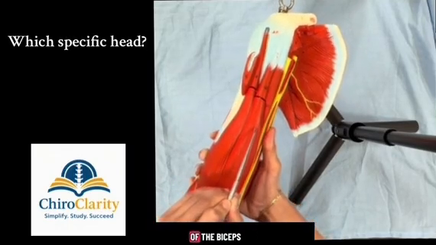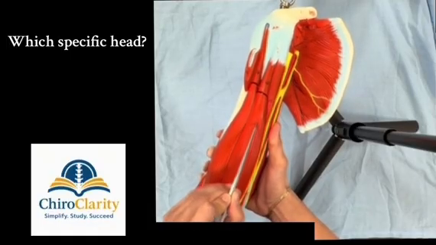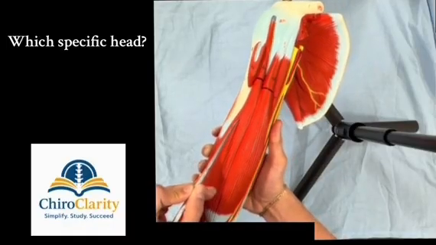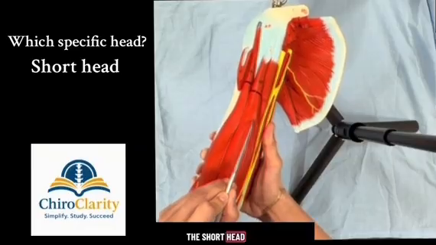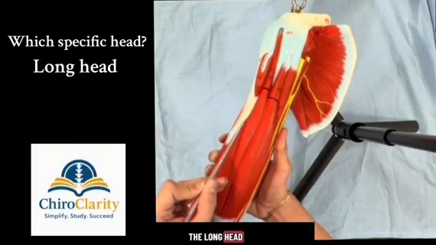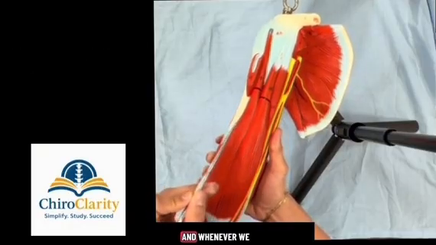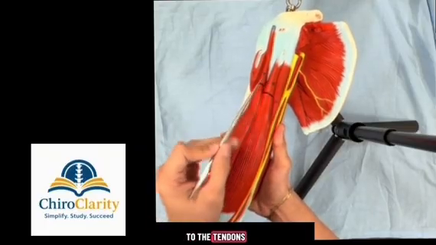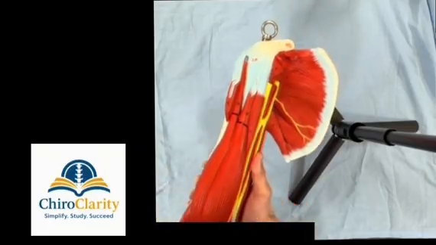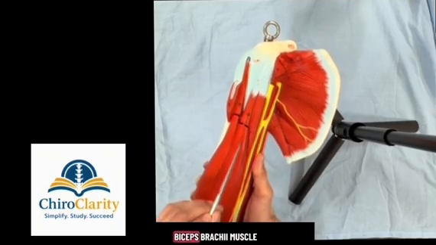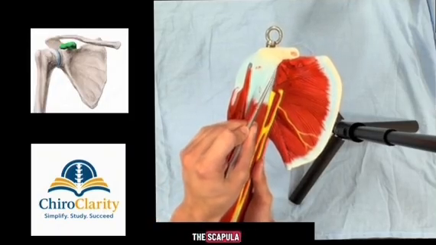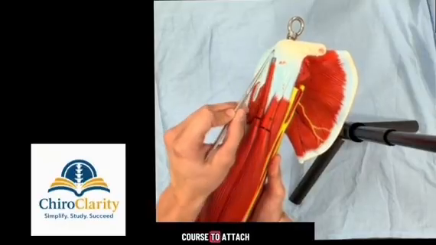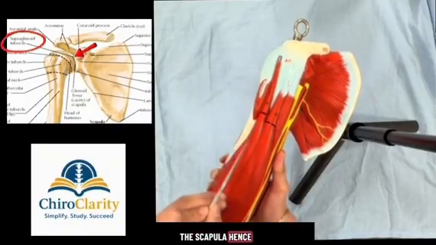Which specific head of the biceps brachii muscle is this? And which one is this? If you said that this is the short head of the biceps brachii muscle and this is the long head, you are correct. And whenever we talk about short versus long head of the biceps brachii muscle, it refers more to the tendons rather than the actual muscle bellies themselves, as the tendon of the short head of the biceps brachii muscle attaches to the coracoid process of the scapula, while the tendon of the long head of the biceps brachii muscle takes a longer course to attach to the supraglenoid tubercle of the scapula, hence long head and short head.